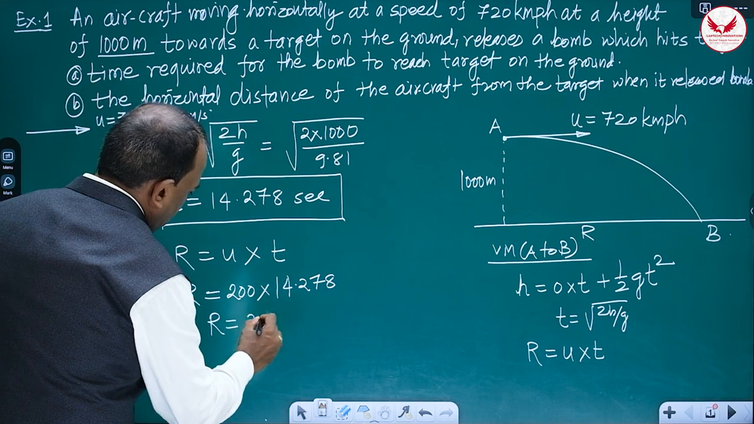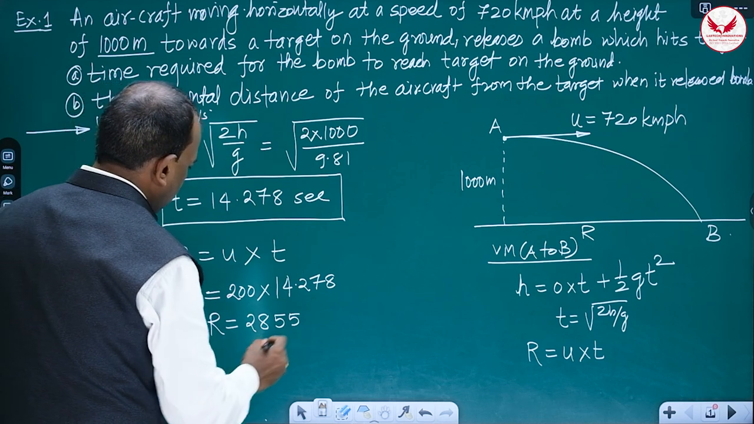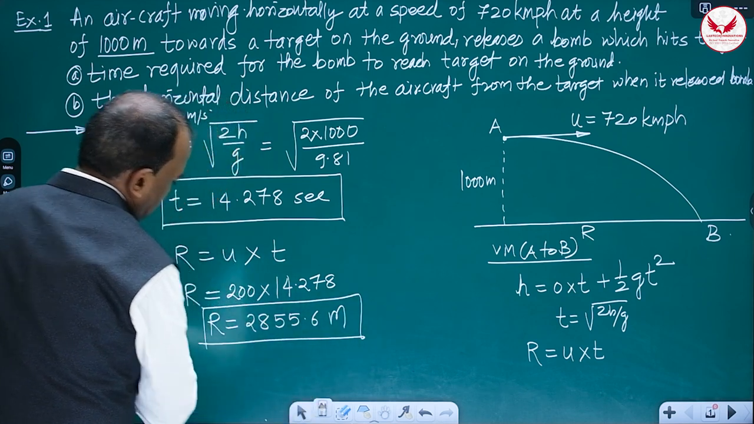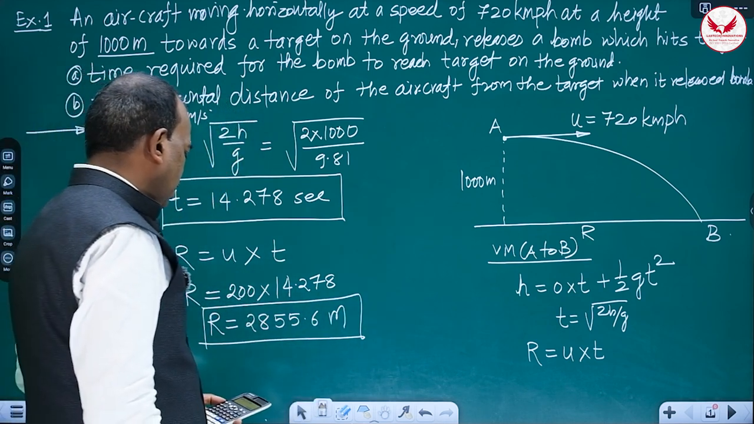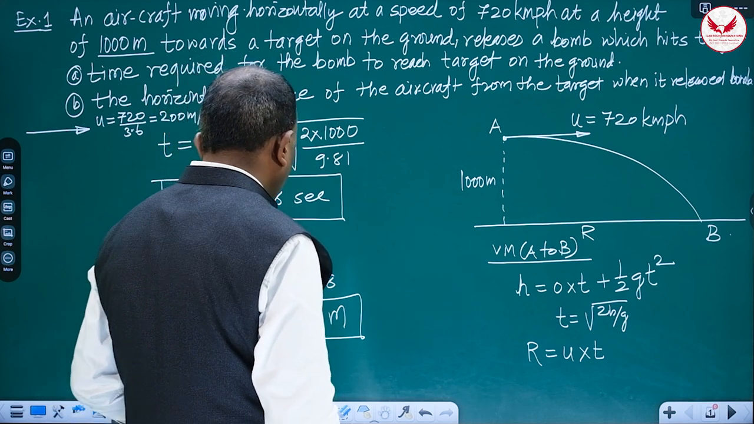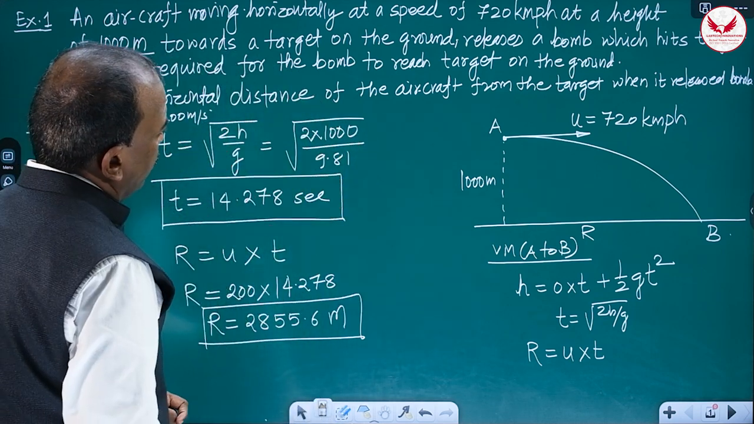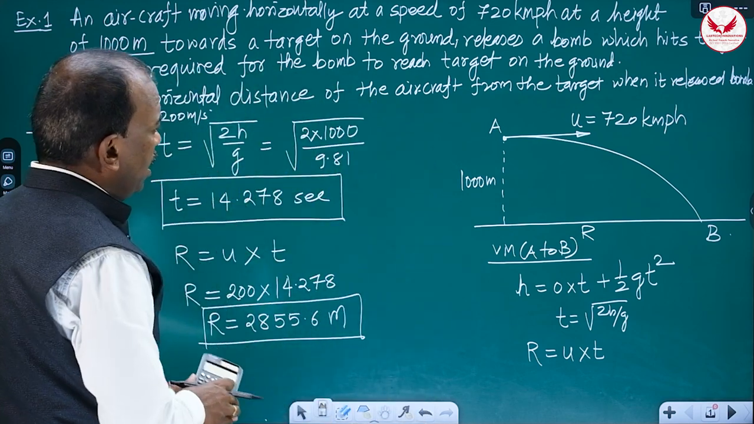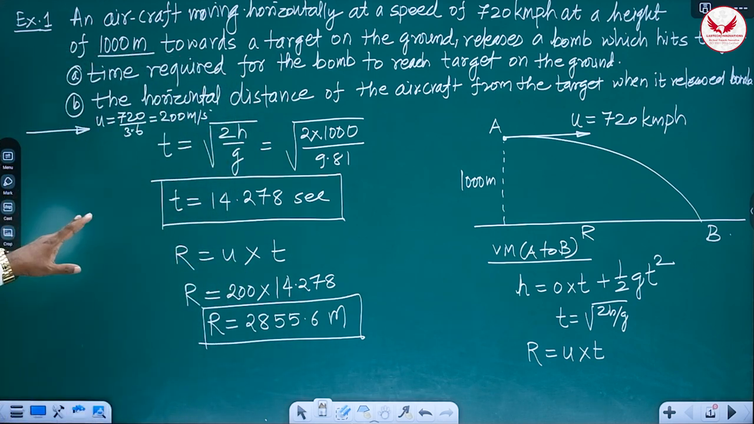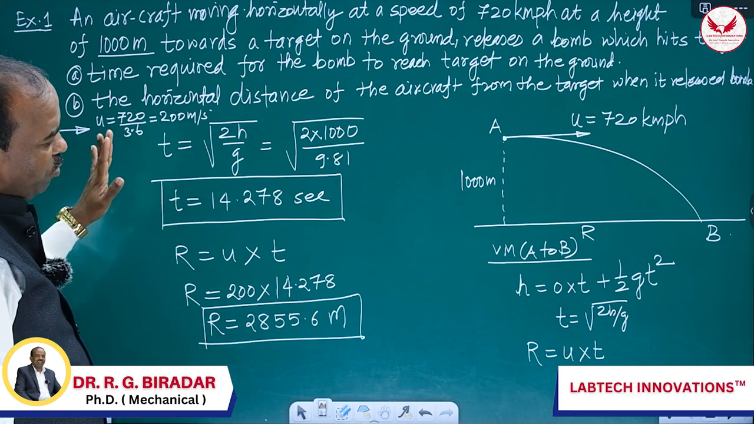It is 2855.6 meters or 2.85 kilometers. This is the answer, 2855.56. 720 by 36, correct. It is going to be 2855. Such very simple examples we may get in the examination and we must solve them.